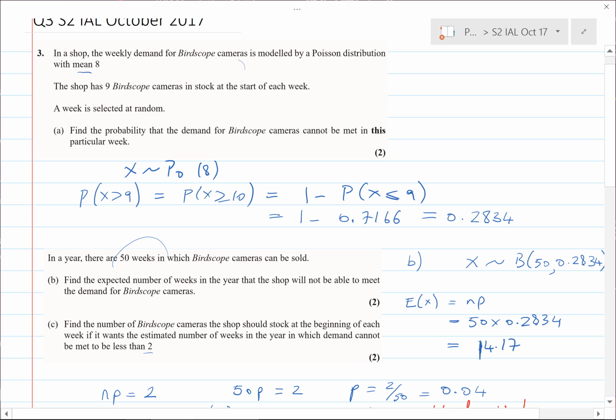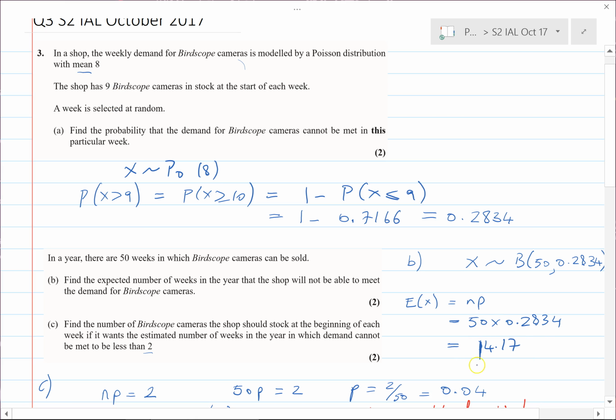Right, part C, for me it's the most confusing question on the whole paper, and there's quite a few fiddly things on this. It says, find the number of birdscope cameras the shop should stock at the beginning of each week if it wants the estimated number in the year in which a demand cannot be met to be less than 2. So wordy. I do sympathise. It took a while to get our heads around this. It's almost worth just trying to figure out what's going on. Let's imagine, for example, that the shop only stocked 9 of them.